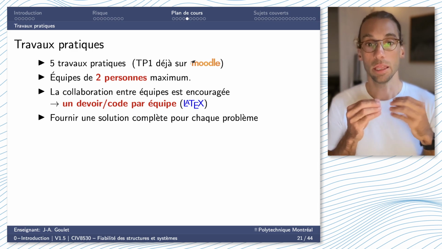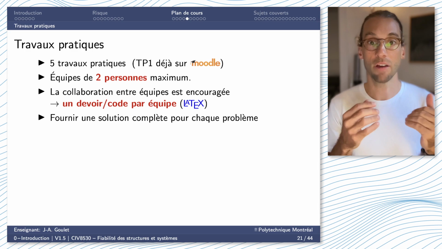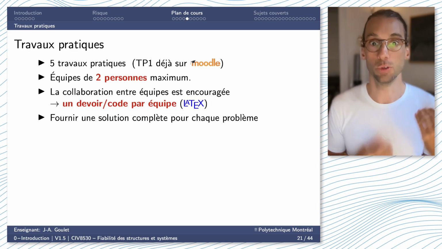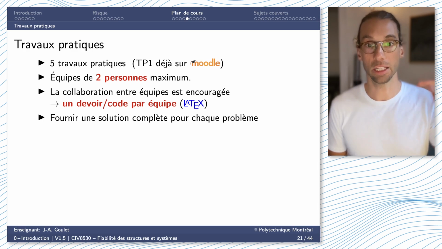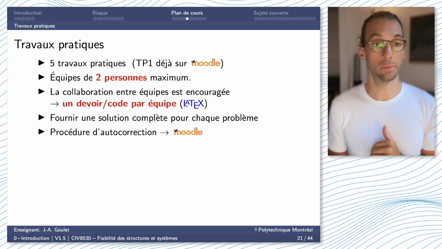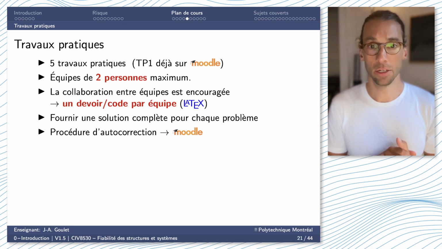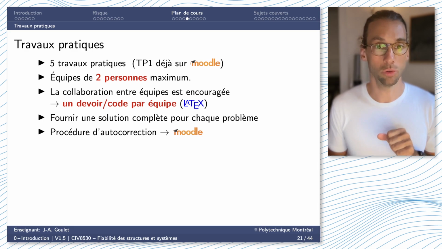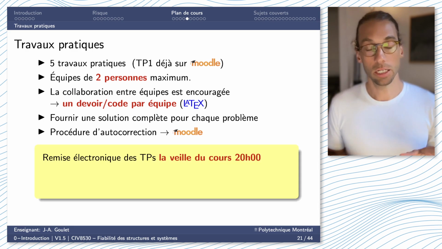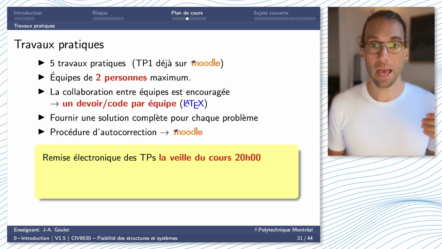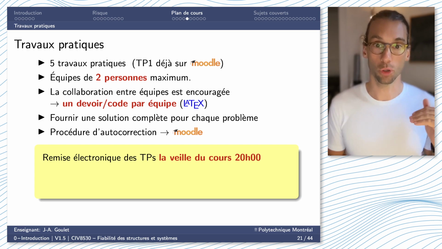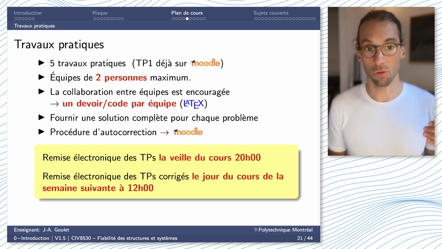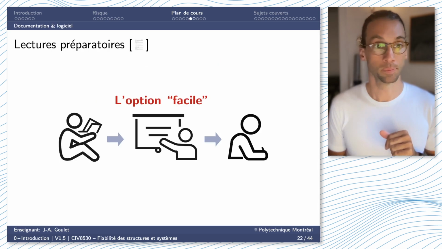So it needs to be with such a level of detail that if I want to correct my own copy, I could use your homework. Okay, the level of detail must be sufficient for someone else to understand what you did. As I said, there's going to be a self-correction procedure that is available on Moodle. The homeworks, as the electronic version, have to be submitted at 8 p.m. the day before the course, and the corrected version has to be submitted the following week before noon.